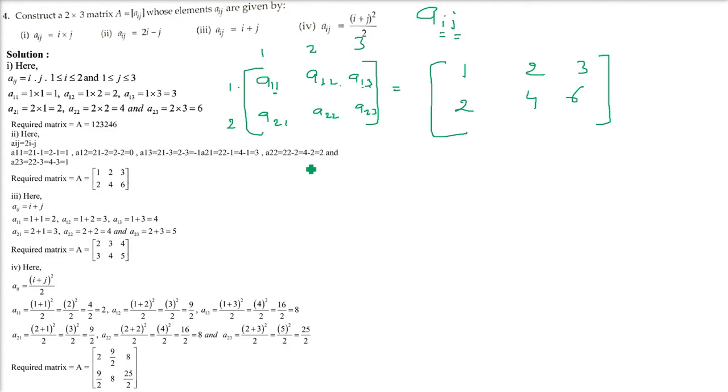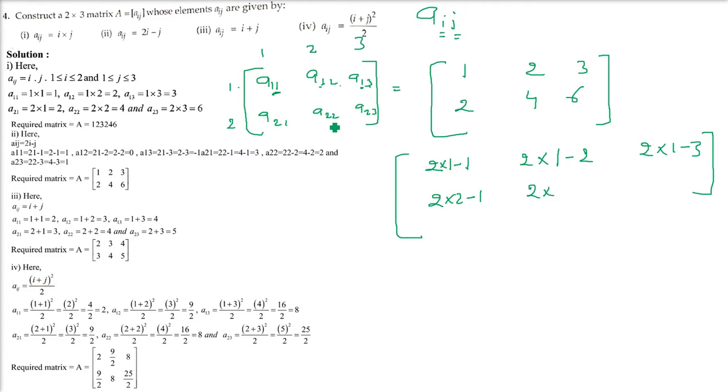Now coming to 2i minus j. 2i minus j will be 2 into i. i is what? The row number. So A11, i is 1, j is 1. So 2 into 1 minus j. 2 into i, that is 2 into 1, minus j, that is 2. 2 into i, that is 2 into 1, minus j, 3. Here also 2 into 2 minus 1, j. 2 into 2 minus 2. 2 into 2 minus 3.